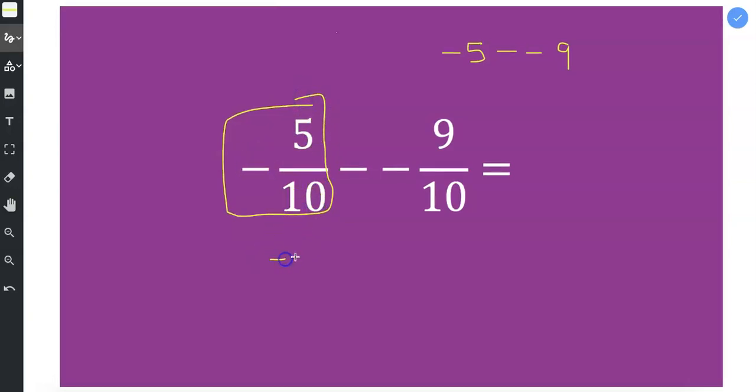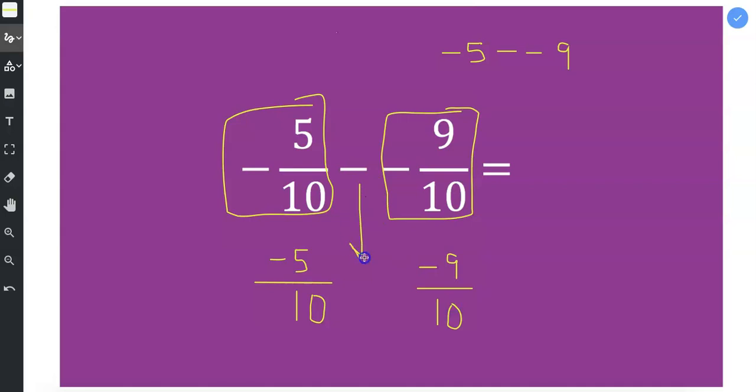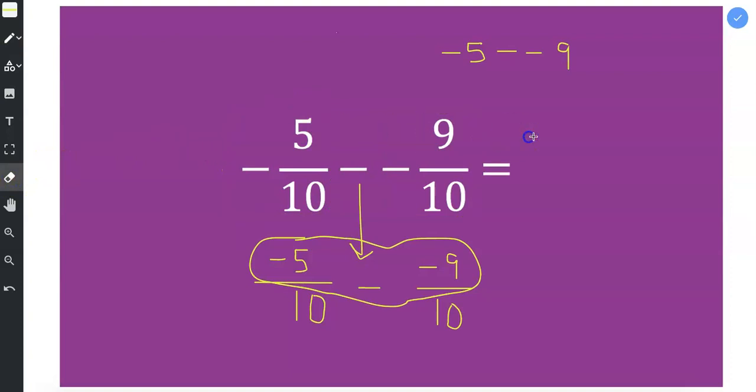-5/10 is the same as -5 over +10. And we can recognize that -9/10 is the same as -9 over +10. And then bring down the subtraction sign. But really, we have the same thing here that we have when, remember, I just circled all the signs? Let me go back to the scribble.